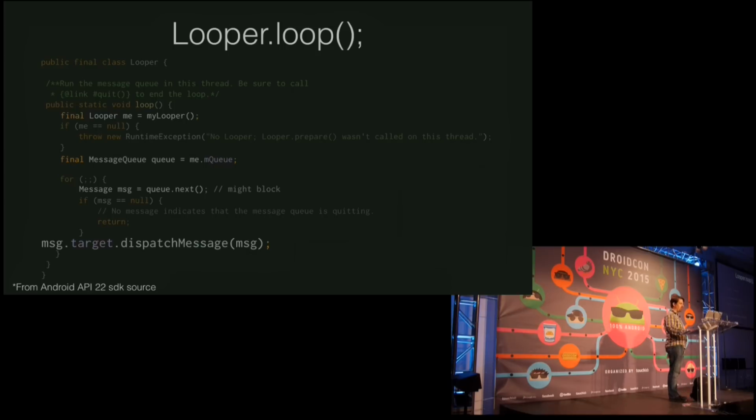And you can see this is all contained within an infinite loop, for semicolon, semicolon. So we'll do this over and over again. It will get the next message. It will call dispatch message. Next message, dispatch message. And that's the entire lifetime of your app. The main thread is doing this.